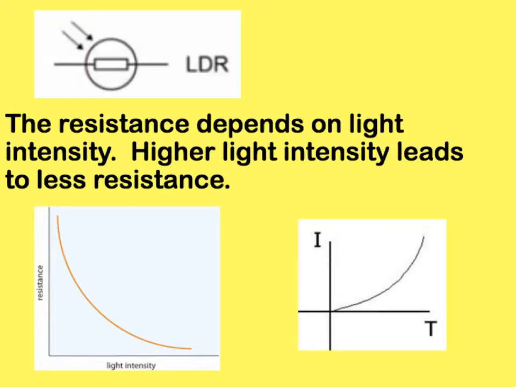So what results would we expect to get from this experiment? The resistance depends on light intensity. Higher light intensity leads to less resistance. So you can see here as light intensity increases, we get a decrease in resistance, but again, in a non-linear way. In the same way as before, where I is current, as the light intensity increases, the current will increase because current is the opposite to resistance. Resistance opposes the flow of electrical current, and obviously as that opposition decreases, more current will flow.